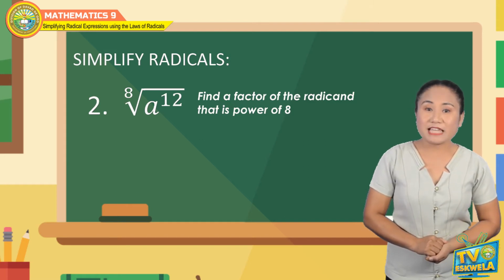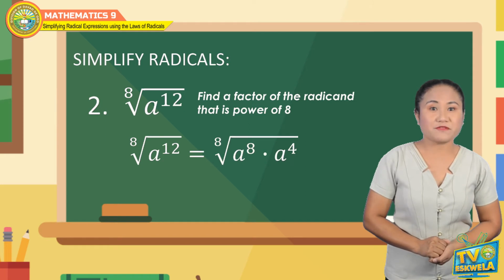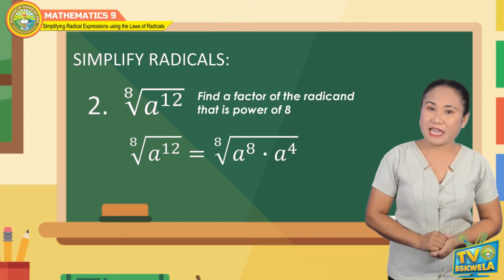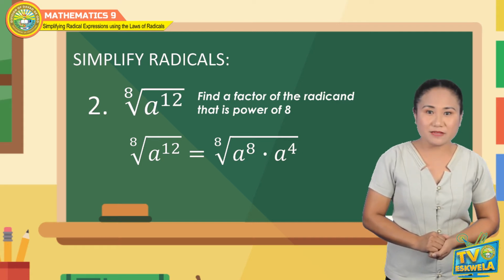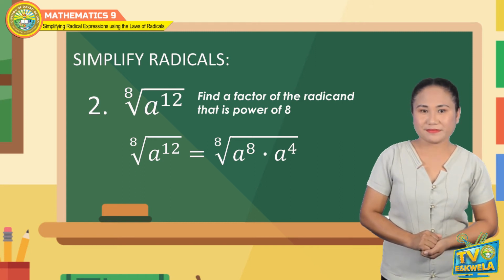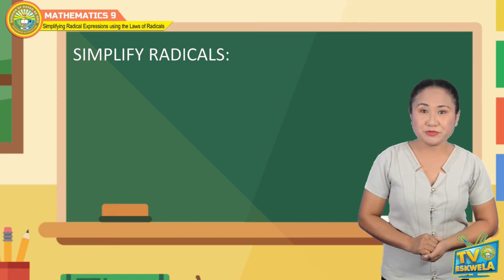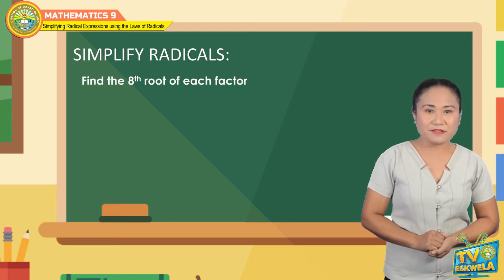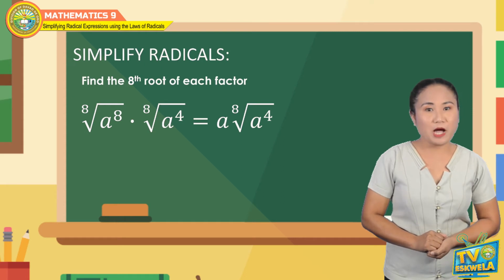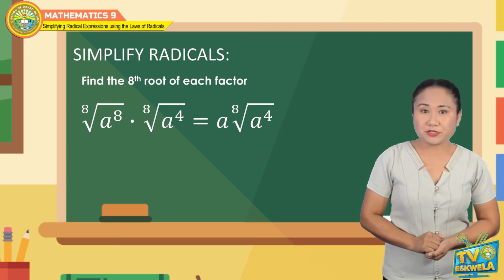That will be 8th root of a raised to the power of 12 equals 8th root of a raised to the power of 8 times a raised to the power of 4. Then, find the 8th root of each factor. We have 8th root of a raised to the power of 8 times 8th root of a raised to the power of 4, which is equal to a times 8th root of a raised to the power of 4.